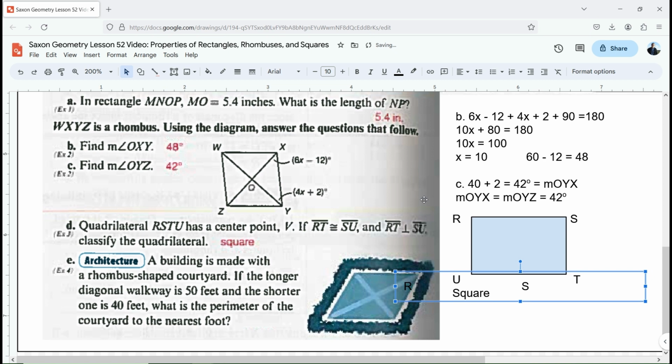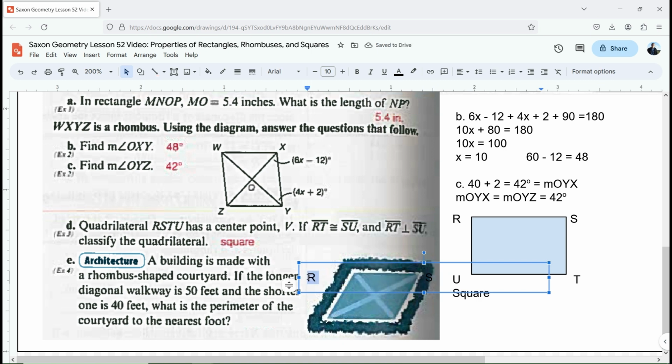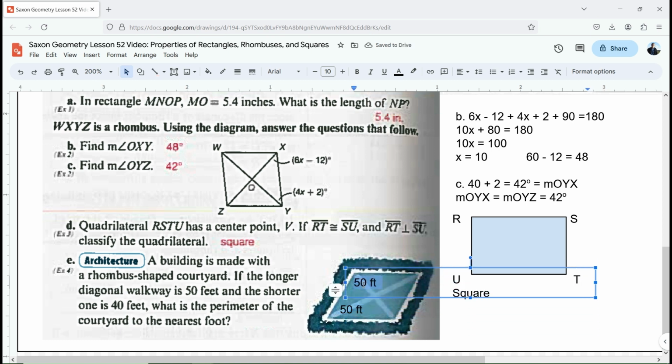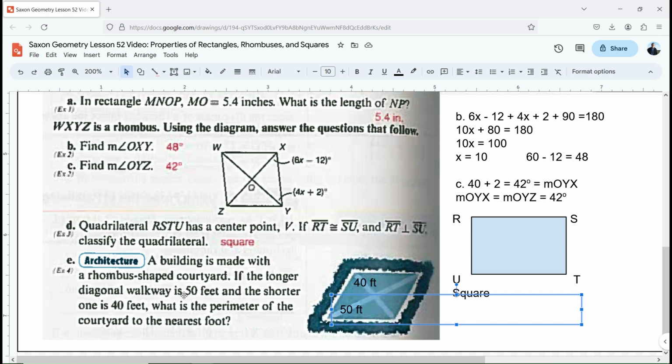So we know that the longer diagonal walkway is 50 feet. Okay. And let's just get rid of our extra spaces. The longer diagonal walkway is 50 feet. The shorter one is 40 feet. Am I able to figure out anything about this if I know that this is a rhombus?